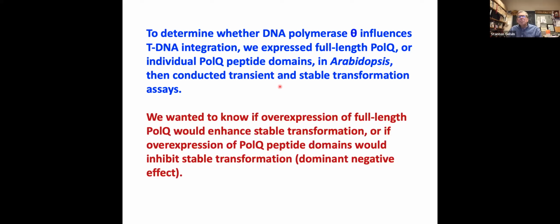It's also known as a bypass polymerase. It will bypass damage in the DNA, and because of that, it will stick in some random bases, so it's a low fidelity polymerase. So we wanted to know if we overexpress the full-length polyQ, DNA polymerase theta, would it enhance stable transformation? Or if you overexpress some of the peptide domains, would it inhibit transformation? This would be a dominant negative effect.